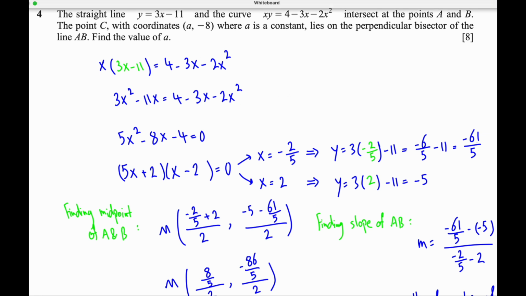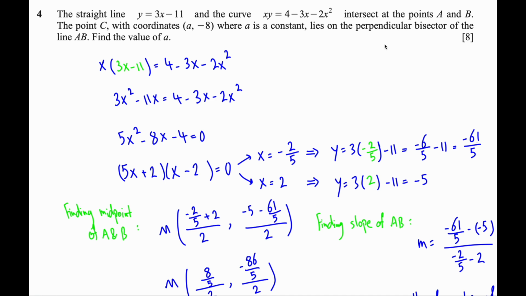Question number 4. We're given the equation of a straight line. Also, we're given the equation of a curve, and we're told that these two intersect at 2 points A and B. And also point C, which has coordinates of a and negative 8, lies on the perpendicular bisector of line AB. And we're supposed to find the value of a.